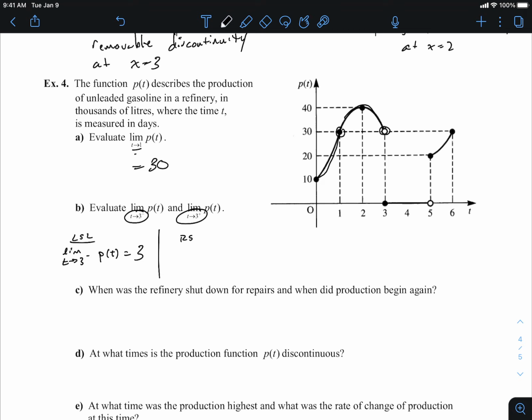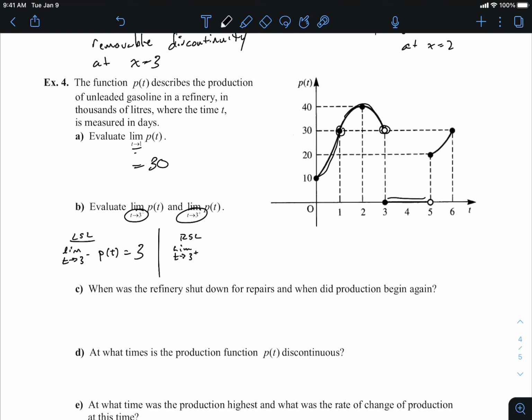Okay, and then we have a right side limit where we evaluate the limit as t approaches 3 from the right, right? What's the limit as t approaches 3 from the right? Well, here's our right side of the graph. So I'm approaching 3. Oh, I've got to write the function. That's equal to 3, 0, 0. Okay, so there's obviously a discontinuity here, right?